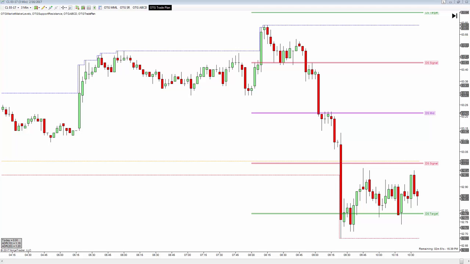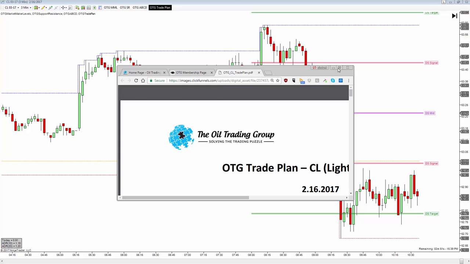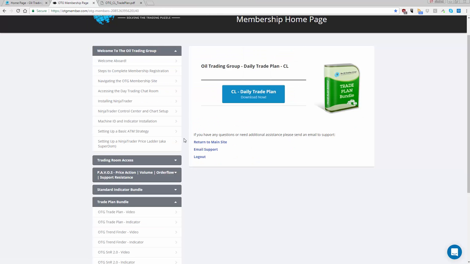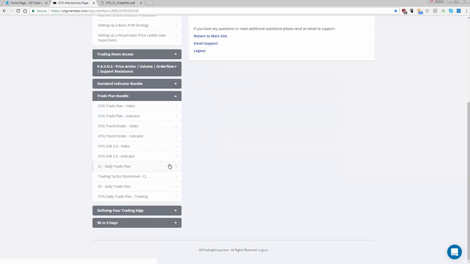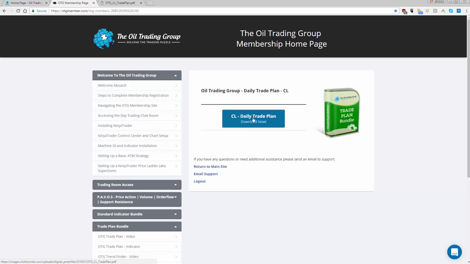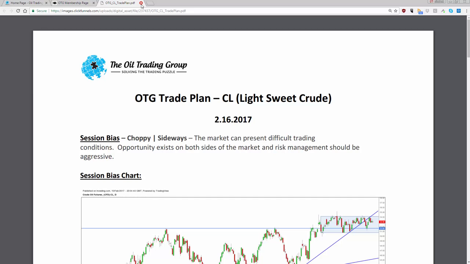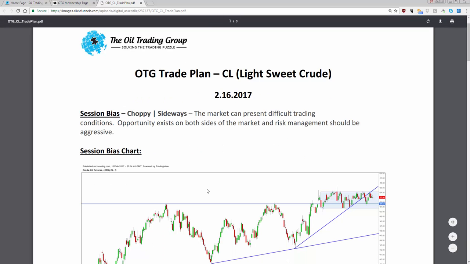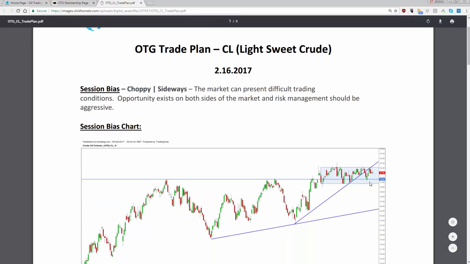As we were entering into our trading day today, I'm going to pull this over in front of you. If you become a member of the Oil Trading Group, you get access to this back office page, and we have all of our tools and indicators here. And we have the CL trade plan, and when you click that button, a tab like this will pop open. At the top of the trade plan is what we think the direction or the bias of the particular session is going to be on a particular day.